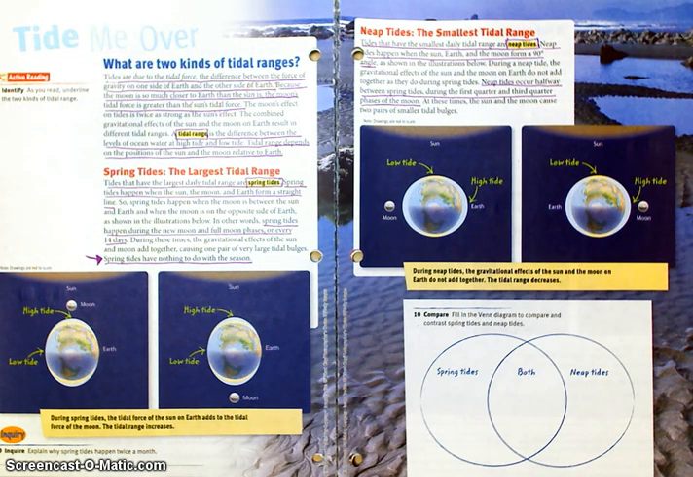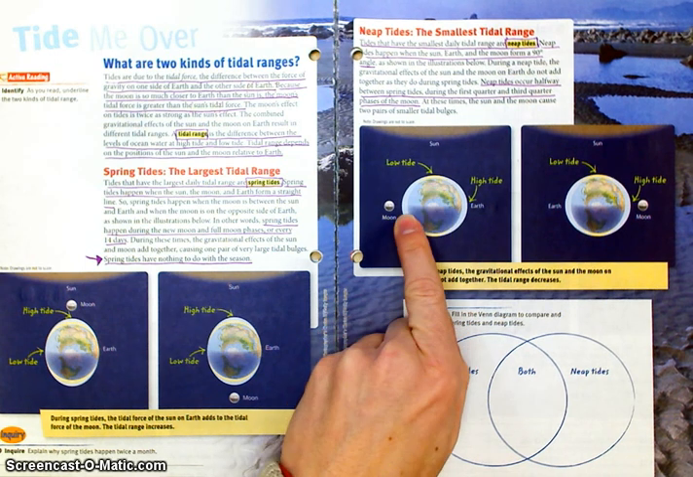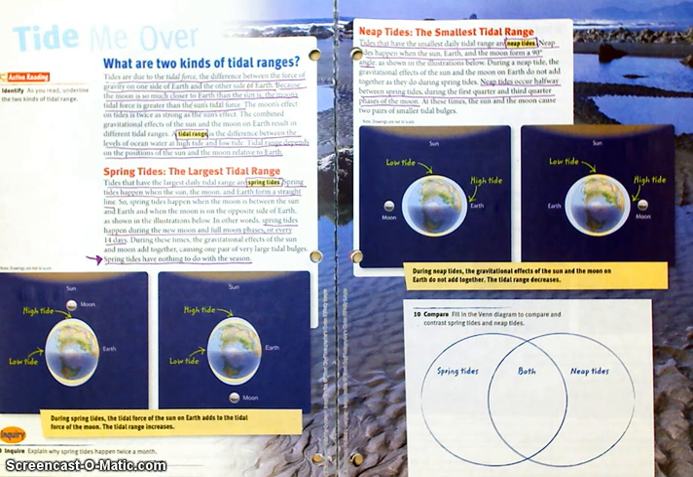Okay, and you notice that the yellow tidal force due to the sun and the blue tidal force due to the moon are not adding together anymore. They're not on the same side of Earth.